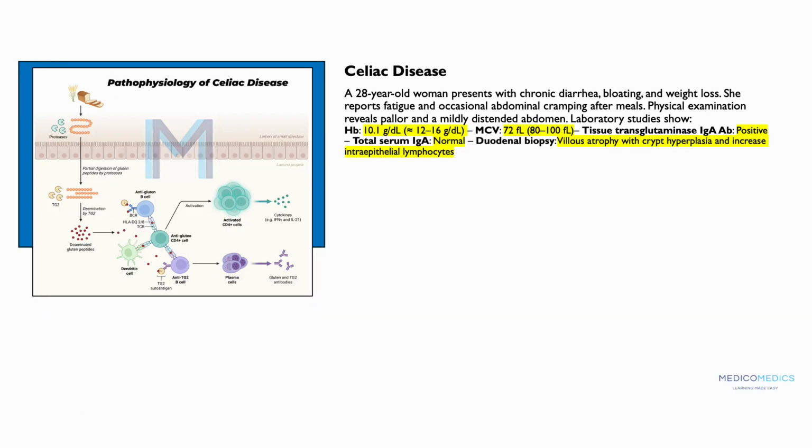A 28-year-old woman presents with chronic diarrhea, bloating, and weight loss. She reports fatigue and occasional abdominal cramping after meals. Physical examination reveals pallor and a mildly distended abdomen.